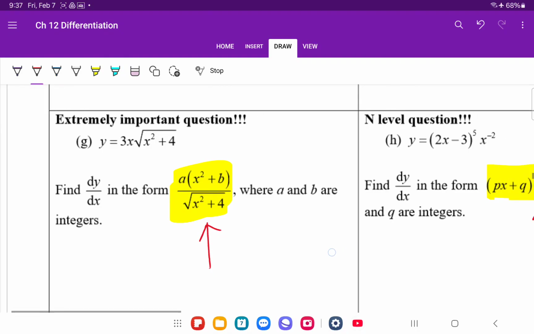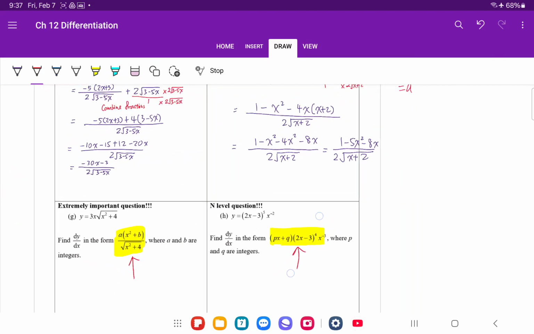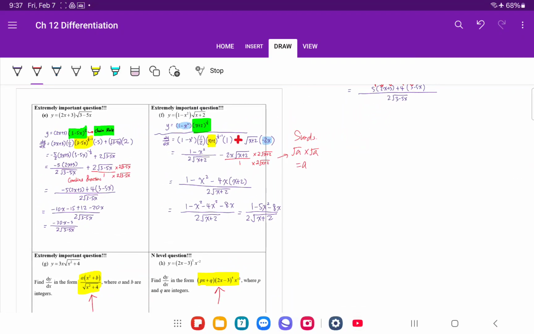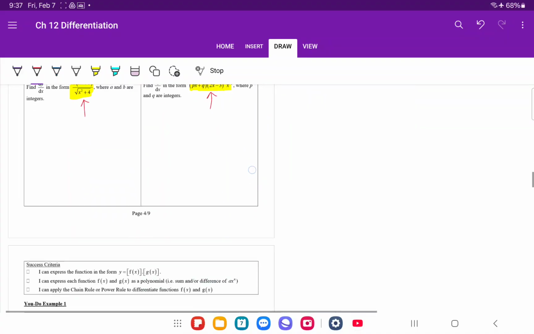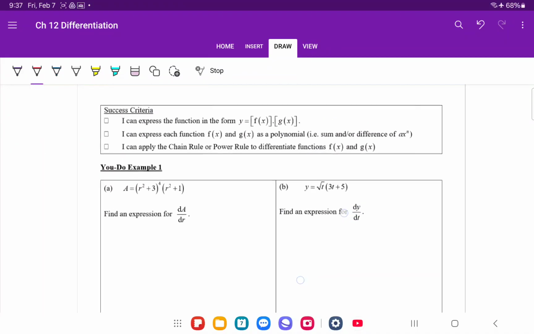This is one example. This is another example where the question specifically insists that you need to write the answer in a certain way. Alright, so this is roughly topic 12.3 on product rule. Now I'm going to skip these two examples. Let's move on to this page. Now this page, there is really nothing much.